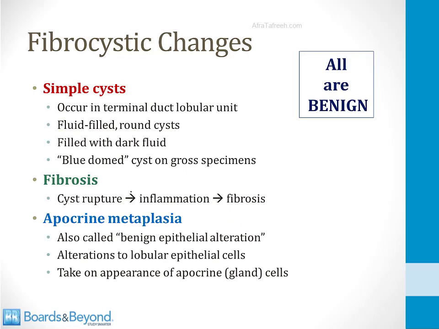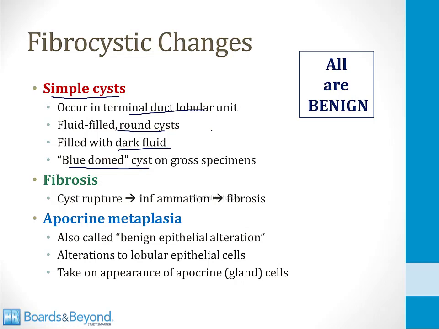So I told you that fibrocystic changes are a group of breast disorders, and the reason is that there are a number of different changes in breast tissue that all lead to lumpy, bumpy breasts, and these are all classified as fibrocystic changes. So first, there are simple cysts. These usually occur in the terminal duct lobular unit. They are fluid-filled round cysts, and they're usually filled with dark fluid, so on a gross specimen, they're described as a blue domed cyst, and these can lead to lumpy, bumpy breasts.